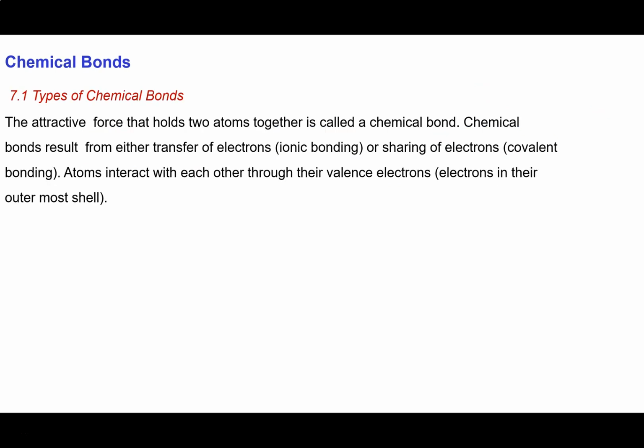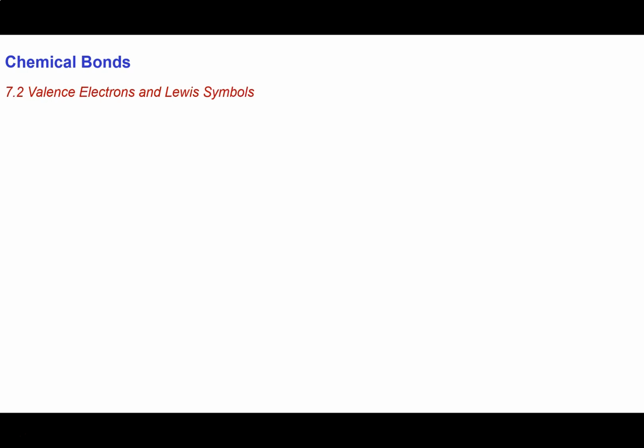The attractive force that holds 2 atoms together is called a chemical bond, and chemical bonds result from either transferring electrons, called ionic bonding, or sharing electrons, referred to as covalent or molecular bonding. Atoms interact with one another through their valence electrons. These are the electrons that are going to be involved in the formation of chemical bonds. So let's focus in on these valence electrons, and as I promised, we're going to relate it to this concept called the Lewis symbol.